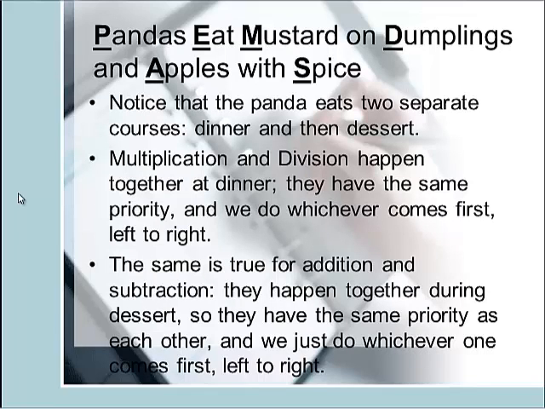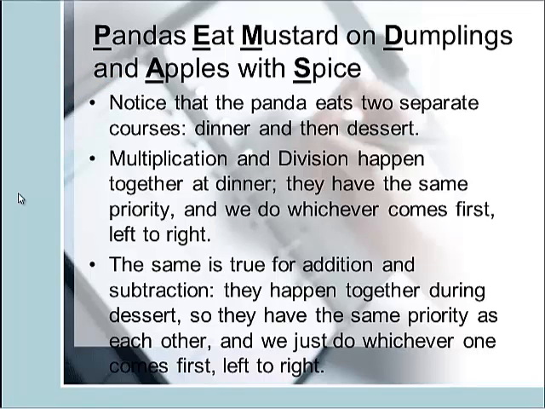Many of you are familiar with the order of operations mnemonic that we use, which is, please excuse my dear Aunt Sally. I have one that I like better, which is called PEMDAS eat mustard on dumplings and apples with spice. I like this one better because it emphasizes that mustard is happening at the same time with the dumplings. Mustard is on the dumplings, so we're doing multiplication and division at the same time. And apples with spice implies that the apples are with the spice, addition and subtraction at the same time.